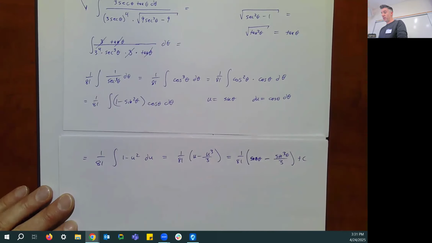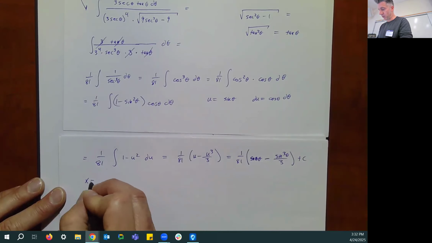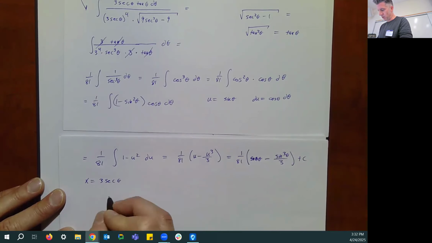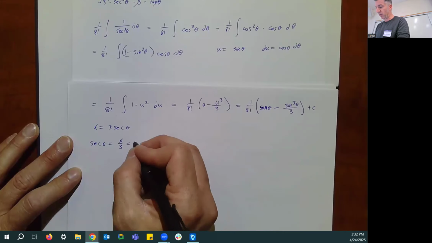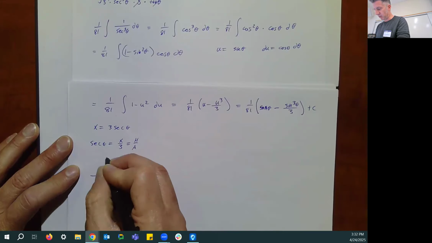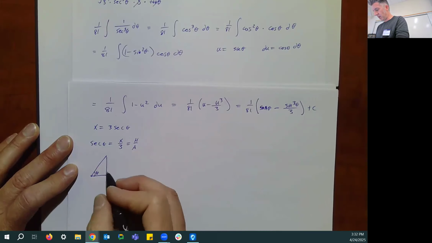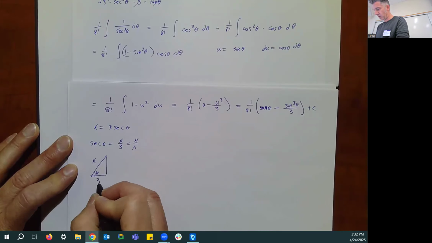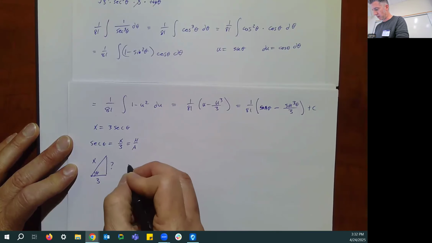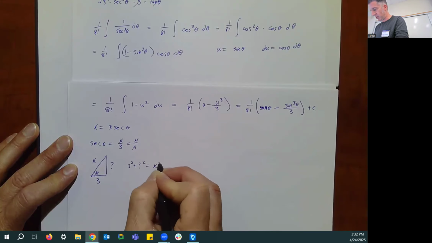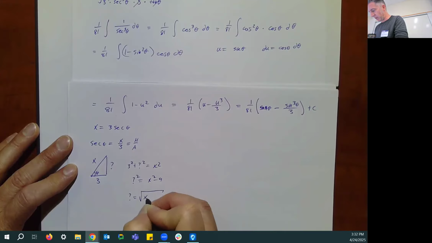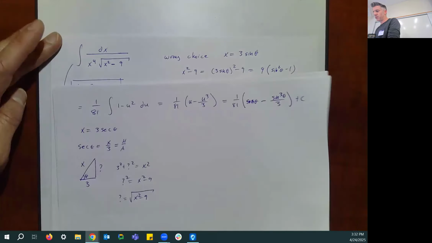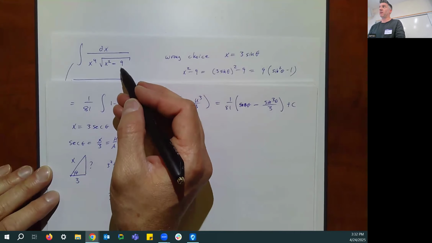Let's see, and then we have to do the triangle thing. So we had x equal to 3 secant of theta. So secant of theta equals x over 3. Secant is the reciprocal of cosine, which is adjacent over hypotenuse. So it's hypotenuse over adjacent. So here's my funky triangle. The hypotenuse is x. The adjacent is 3. The missing side is, I don't know, 3 squared plus question mark squared equals x squared. So question mark squared equals x squared minus 9. So my question mark is the square root of x squared minus 9. Oh, wait, it's just the thing that's already in the integral, right? There it is. That should have told me that that's going to be my missing side.